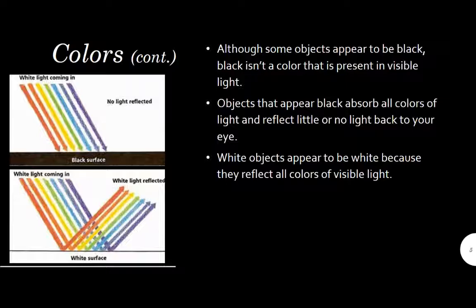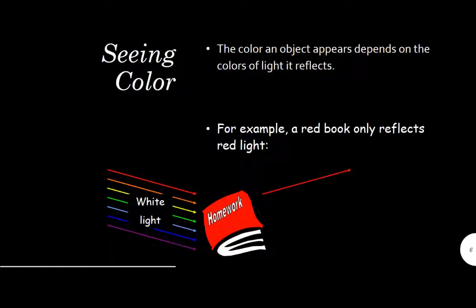So objects that appear black absorb all the colors and reflect little to no light. But white objects are reflecting all of the light, or the full spectrum is reaching your eyes. And as such, you are seeing all those different wavelengths together. Now, the color of an object depends not only on what it absorbs and reflects, but what types of light are actually being projected originally. So if it's not white light, then we have to think about how that looks.